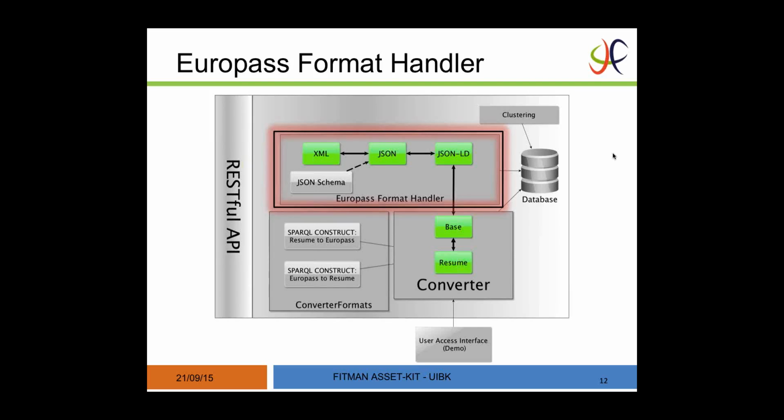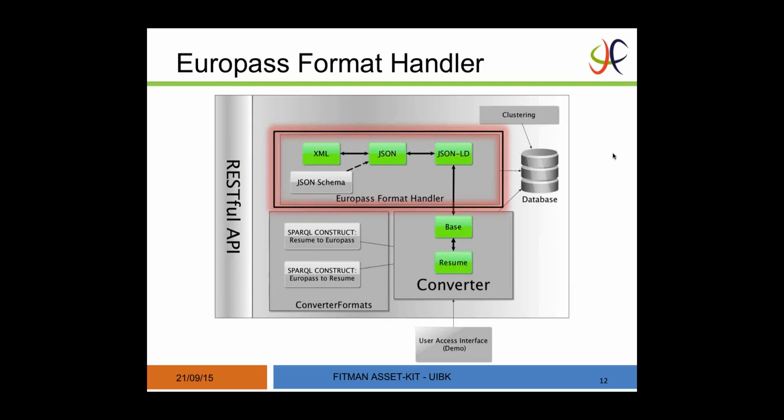So as you can see, as I mentioned before, there's this Europass format handler. If you have a CV in any of these formats, which you can see in this picture in green, then you can use the Europass format handler to transform between each of those marked formats. And there's this converter. The converter is transforming between different ontologies.